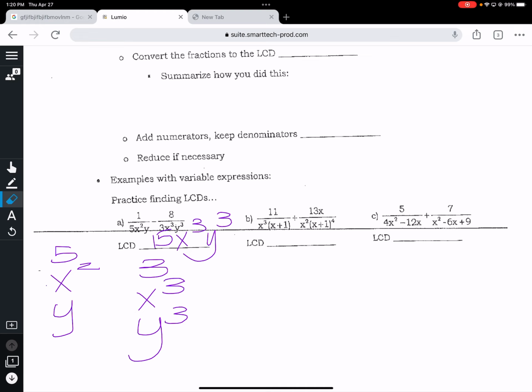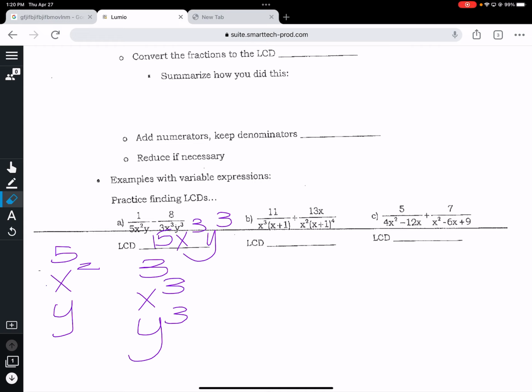If you had 6 and 8, what would the denominator be? 24. So it's the lowest thing that they have in common that they can both create. Like if you had 6/8 plus 3/4, your common denominator is going to be 8.